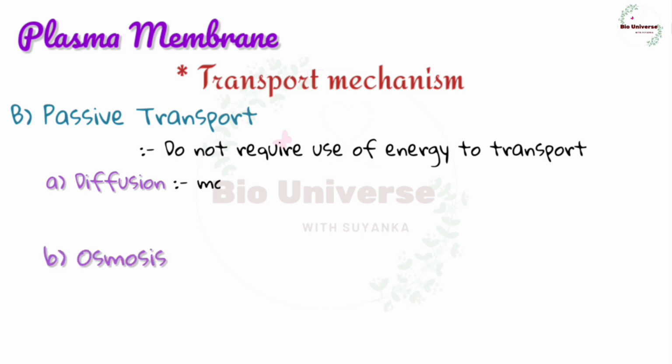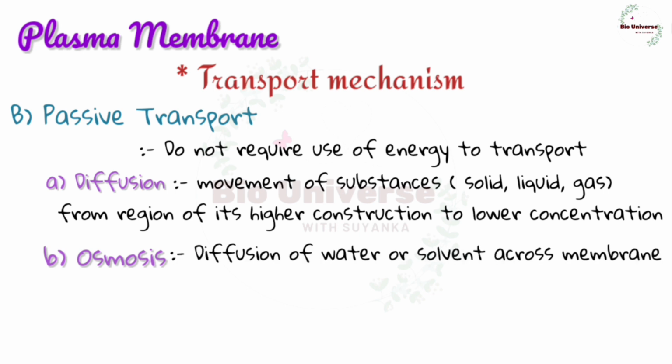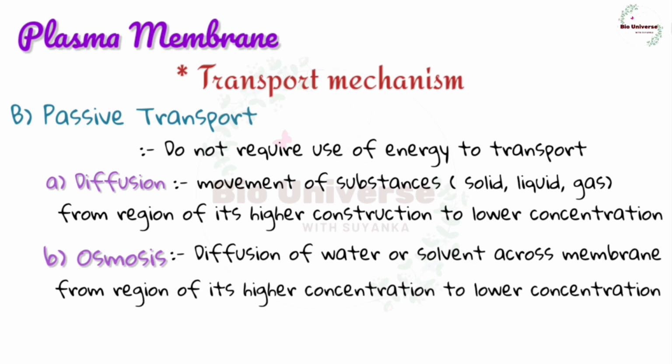Diffusion. The process of movement of a substance from a region of higher concentration to a region of lower concentration to spread uniformly in the given space is called diffusion. Osmosis. Osmosis can be defined as the diffusion of water or solvent across a semi-permeable membrane from a region of higher concentration to the region of its lower concentration.